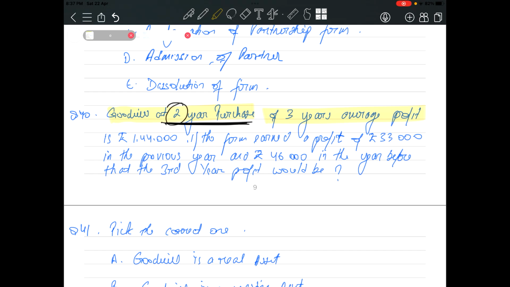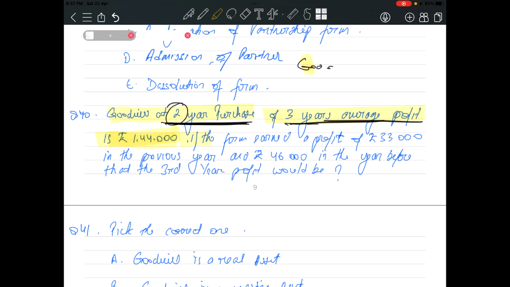Students are usually confused. Will we say goodwill is equal to 2 into average profit or 3 into average profit? No, it will be 2 into average profit. The 3 is basically the number of years of profit we take to calculate the average profit. The 3 years average profit is 144. This 144 is the average profit of 3 years.